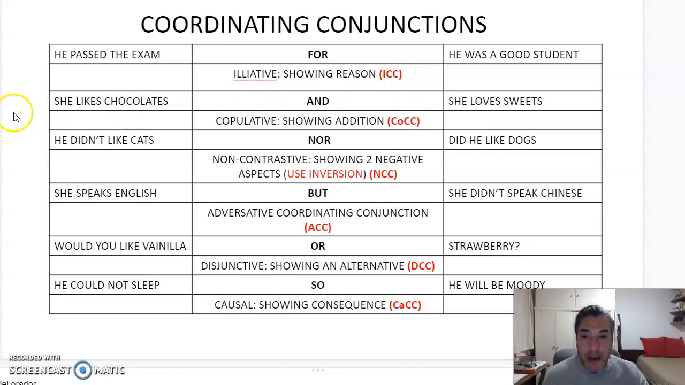What happens if you have "she likes chocolate and she loves sweets"? Okay, this is a copulative coordinating conjunction. Copulative, it's to join. Okay, sometimes the verb to be is called a copula verb. Then you have nor, non-contrastive. Then but, this is an adversative coordinating conjunction.